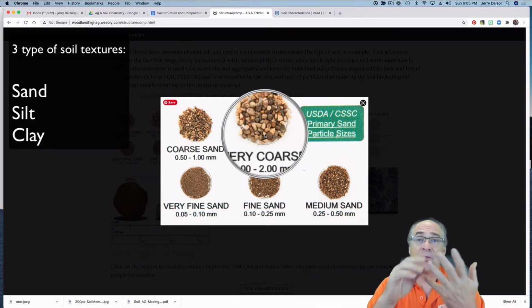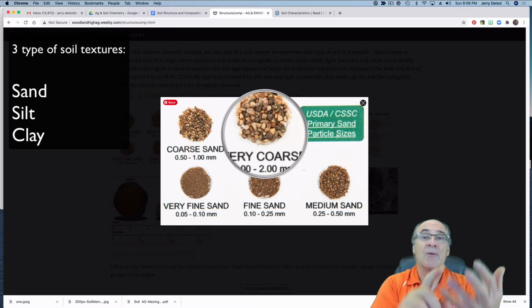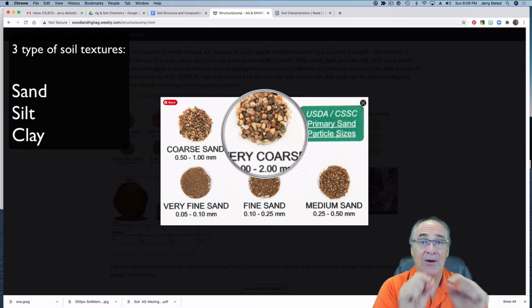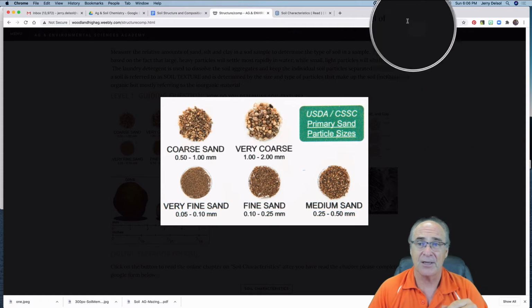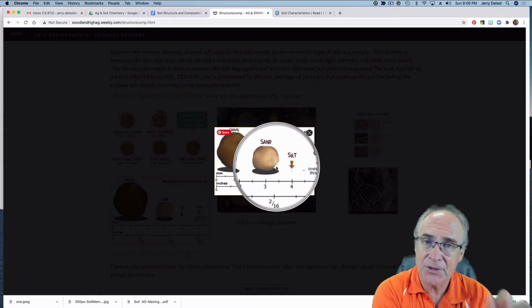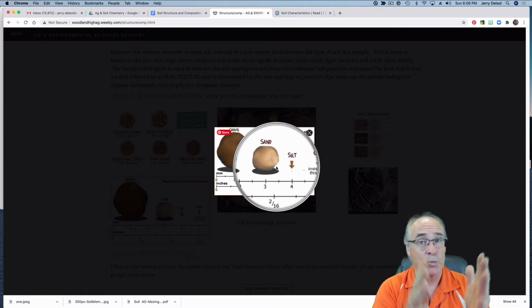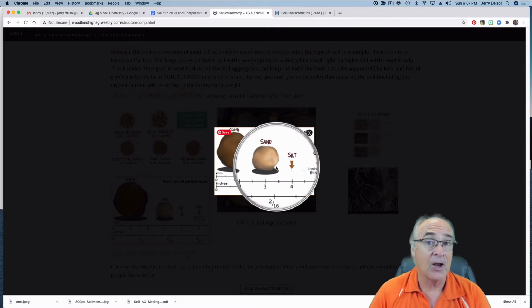Now understand there are 3 different types of soil textures: sand, silt, and clay. They all have different sizes, and not only sizes, but also different shapes. We'll get to that in just a second. When we look at the comparison of sand and silt, you'll notice that sand is much larger than silt. Silt isn't quite microscopic, but it's very, very close.